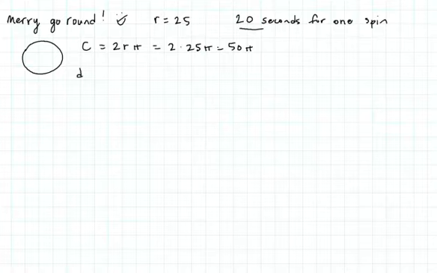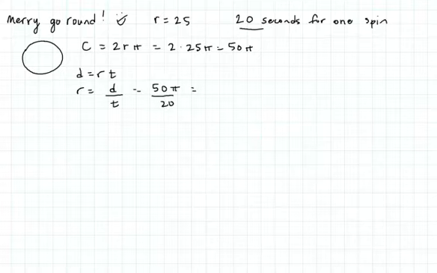You know that distance is equal to rate times time, which means your rate is equal to your distance, which will be that circumference divided by time. So we'll take 50 pi and divide it by 20. And as soon as you type that into your calculator, you end up with 7.8540 feet per second.